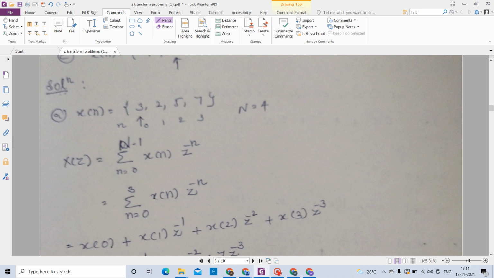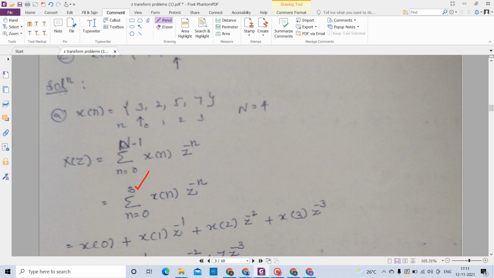It converts a time domain sequence to the frequency domain, especially a discrete time sequence, a discrete time signal. This discrete time signal is converted into a frequency domain sequence by using the Z transform equation: X of Z is equal to summation n is equal to 0 to capital N minus 1, x of n z to the power of minus n. This is the equation of Z transform. Here the total number of samples N is 4, 4 minus 1 is 3, so small n varies between 0 to 3.